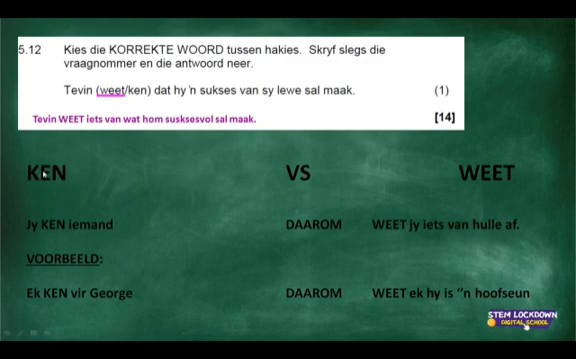So ken is you know someone. Weet is you know something more about them. So if we look at this sentence, Steven weet ken dat hy 'n sukses van sy lewe sal maak. Now, ken, it's not referring to a person anywhere in this section. So ons gaan sê dit is weet. Steven weet iets van wat hom suksesvol sal maak. Steven knows something about what will make him successful in life. Okay, that's just, they like asking this as well. This is something you should know for your essays as well, the difference between ken and weet.